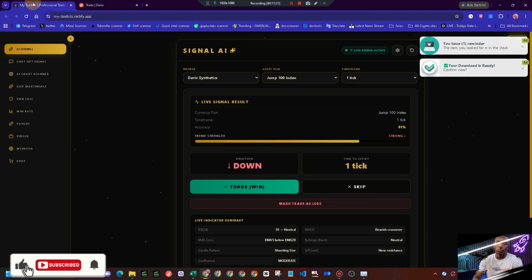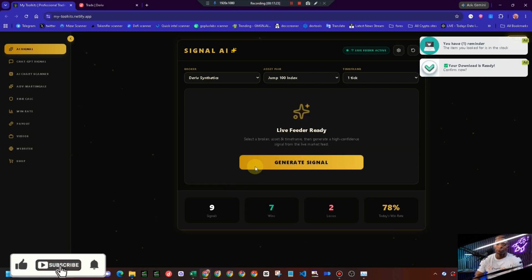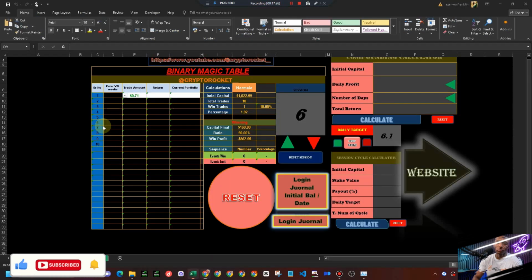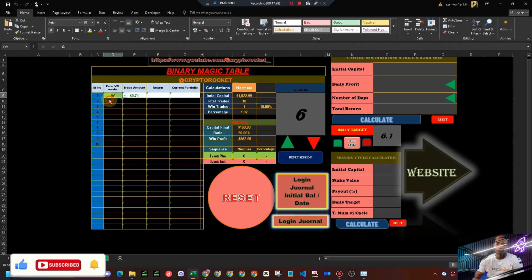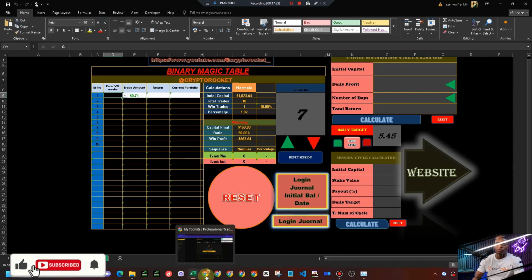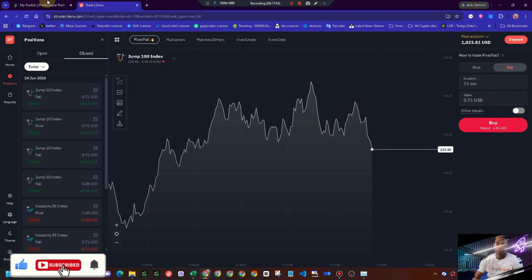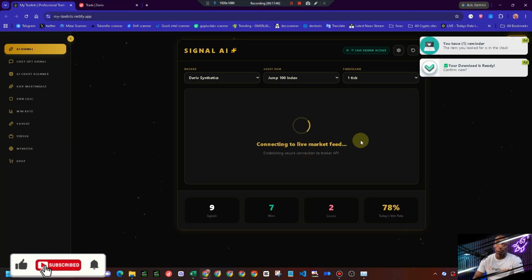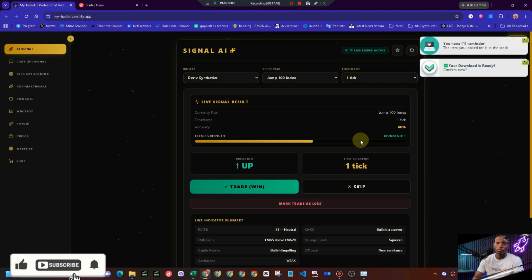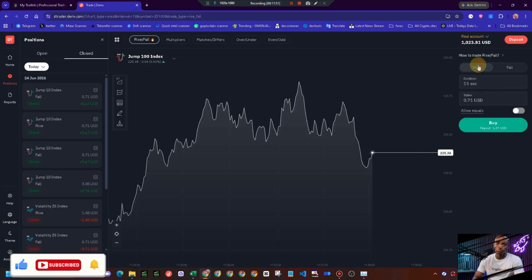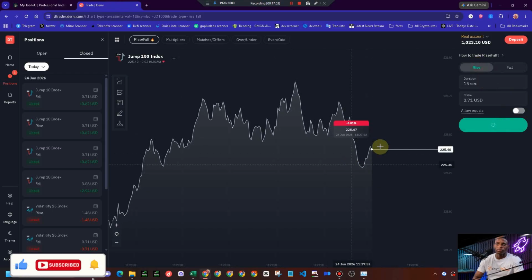Okay, it's a win trade. So select our winning trade. We have 5.45, and we still have 0.71 here. Okay, so 0.71 still going. So we generate another signal, up. So buy.